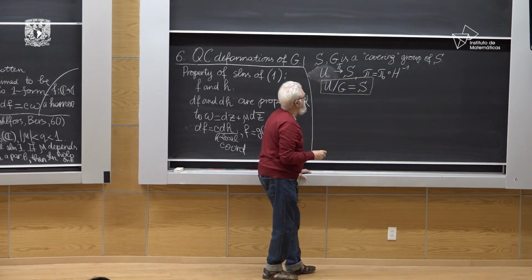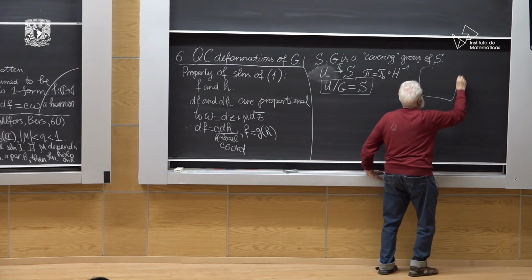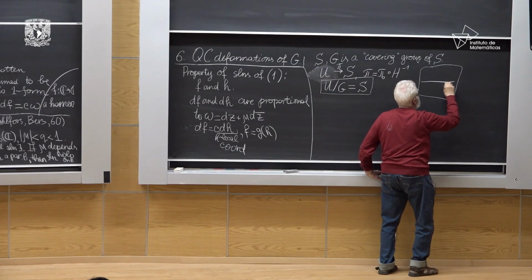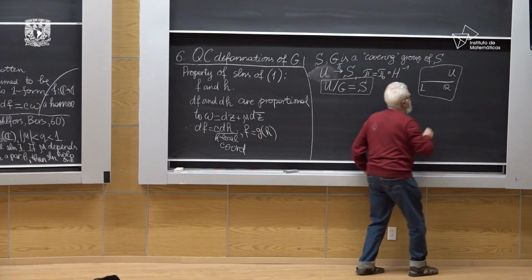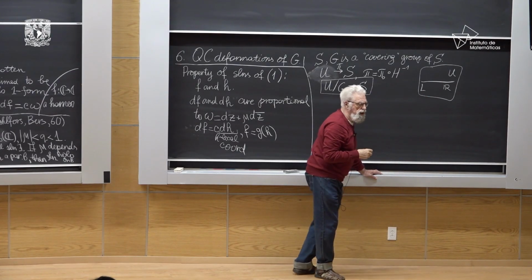And the question is, what is the factor space of the lower half plane over the group G?